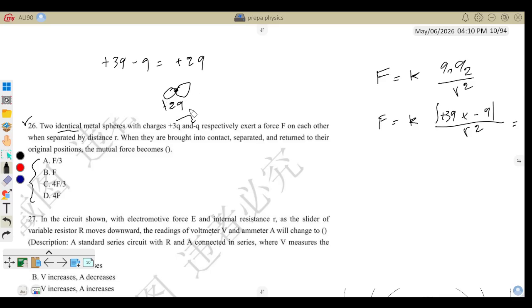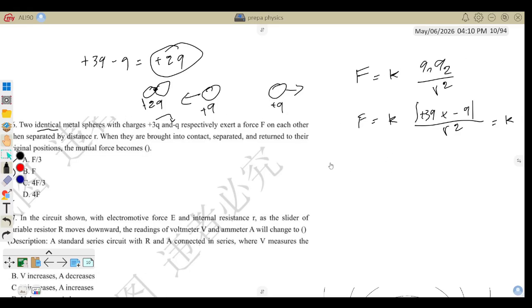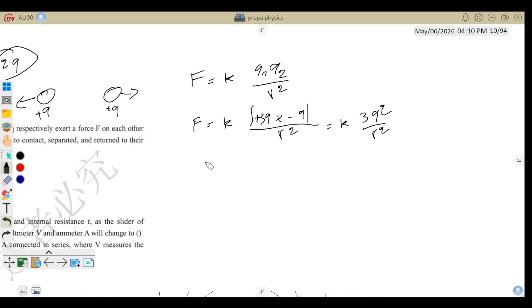Once they are touching each other, they will distribute the total charge equally. This is important. That means once they are separated again, each one will take half of the total charge. The total charge here is 2q, so the first one will take plus q, and the second one will take plus q. This is the charge of each after they have been in contact and separated a second time.